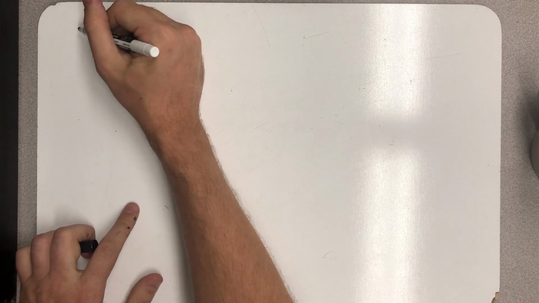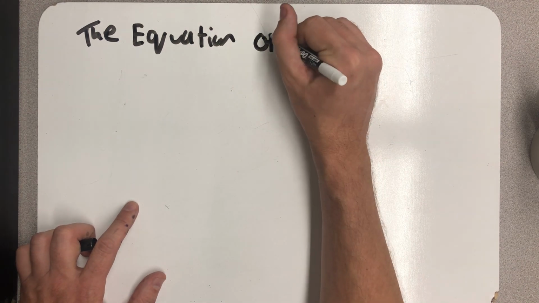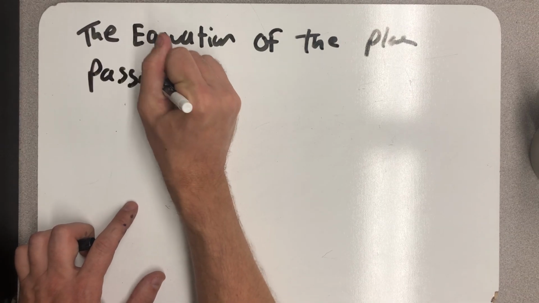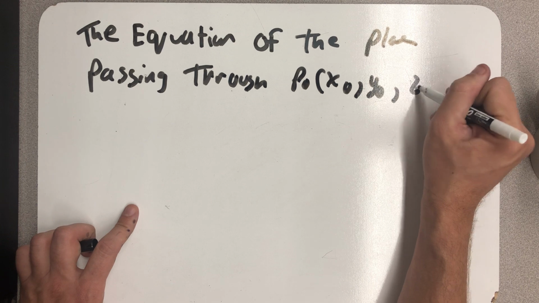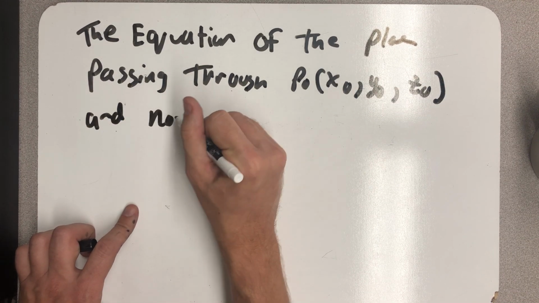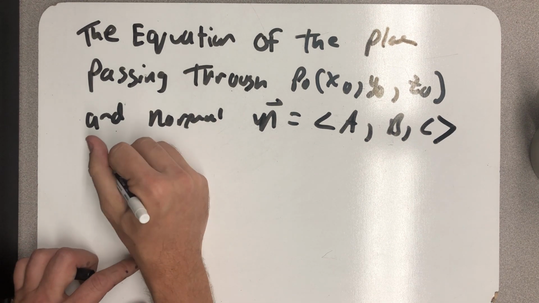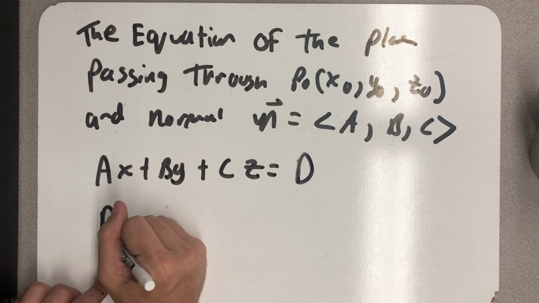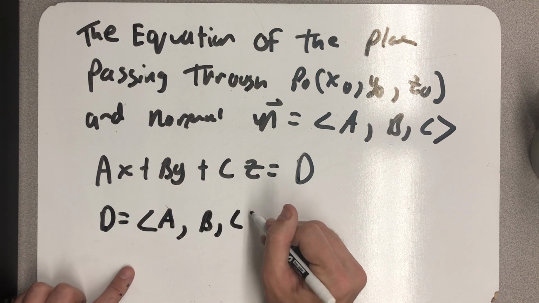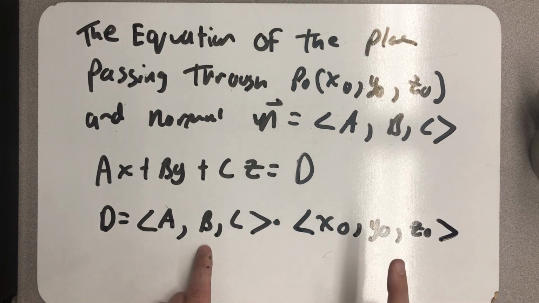And I'm going to write that one more way. The equation of the plane passing through P naught, which has coordinates x naught, y naught, and z naught, and perpendicular, or normal, to n equals (a, b, c), is ax plus by plus cz equals d, where d is the dot product of n and a vector that points at P naught, that position vector pointing at that point: a x naught plus b y naught plus c z naught.